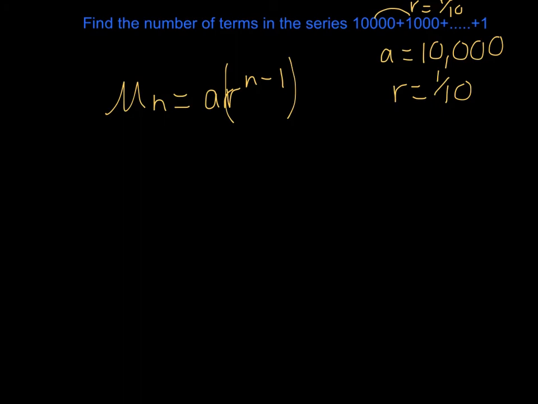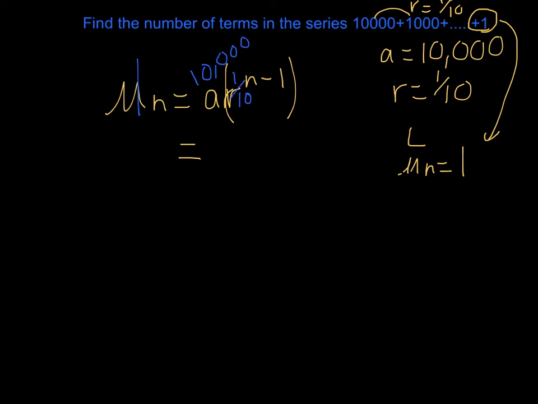Okay, so we want the number of terms. Now the last term here, or u to the n, is 1. So let's start overwriting this. That's a 1. A is 10,000. I'm not going to be able to overwrite this, am I? Because I haven't got enough space. R is a tenth, and that's what we've got so far. So let's neaten that up. 1 equals 10,000, and it's not a half, is it? Hang on. It's not a half. It's a tenth to the power of n minus 1.